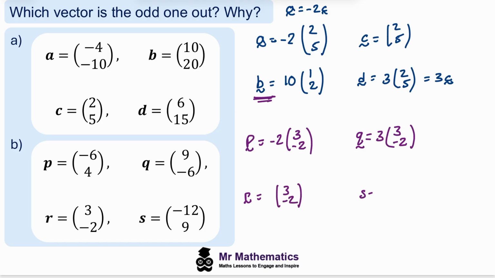So S will factor out a -3, and we'll get +4, -3. So you can see that this vector is not parallel to the others. So S would be the odd one out. How did you get on with that? Let's try another set of examples.